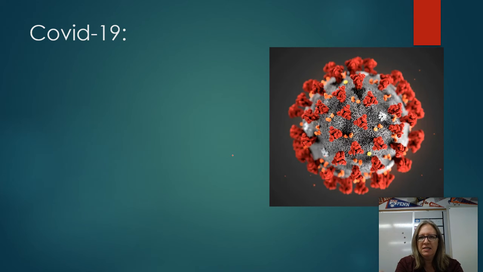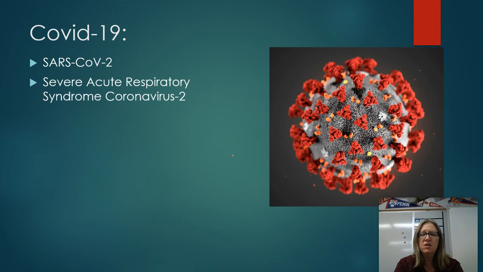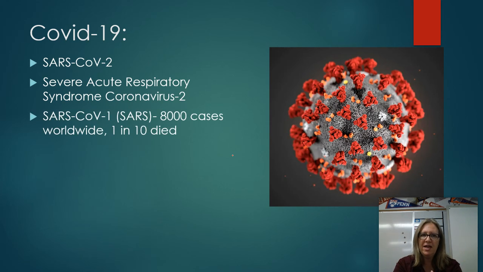So here's COVID-19. This is a picture of what it would look like. Its proper scientific name is SARS-CoV-2, and that stands for Severe Acute Respiratory Syndrome Coronavirus 2. And the 2 is because it's actually the second version, okay? We've already had a SARS-1. It was just known as SARS, and that one was nowhere near as contagious as this one.